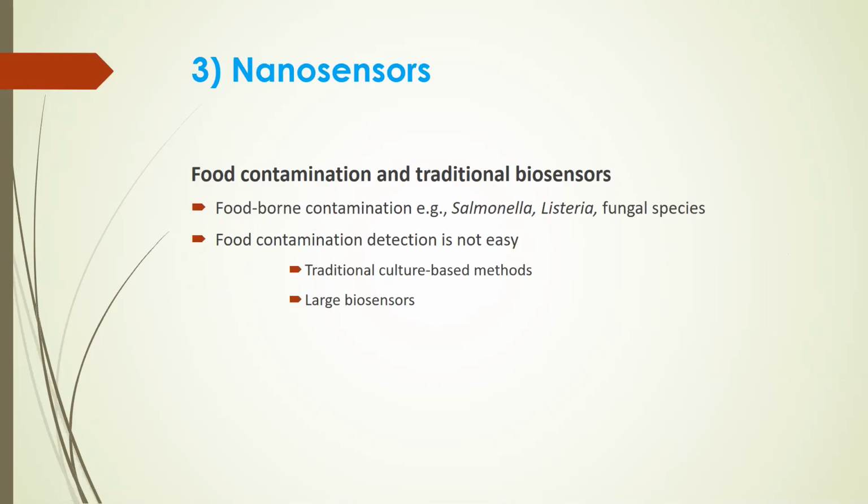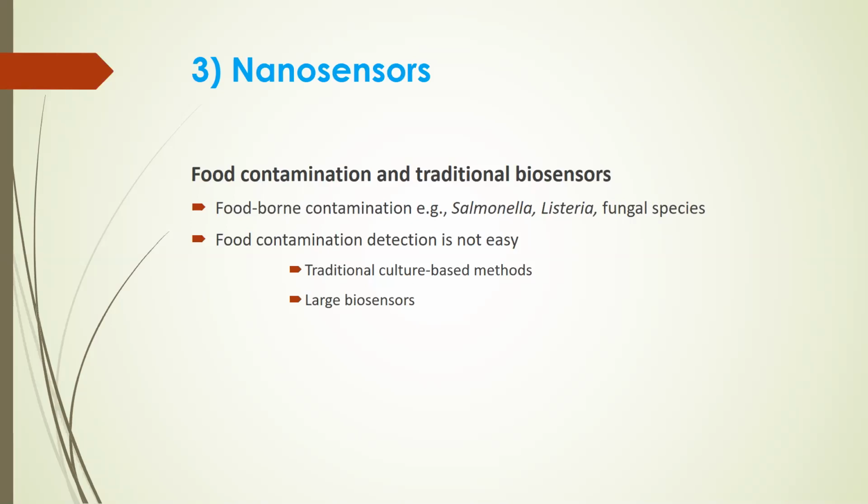Then, at the third point, we can use various nanosensors to monitor the contamination that might be present inside the large food lots in food processing industries. In food processing industries, there are chances of contamination by various biological agents. For example, foodborne pathogens such as salmonella and listeria, and many fungal species, might grow in the large food items and contaminate them.